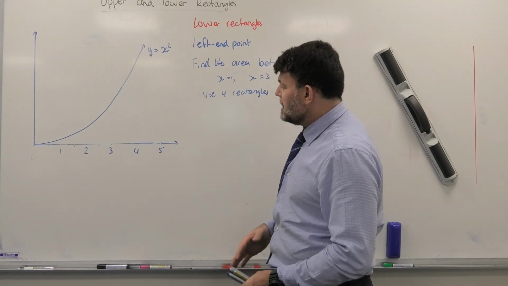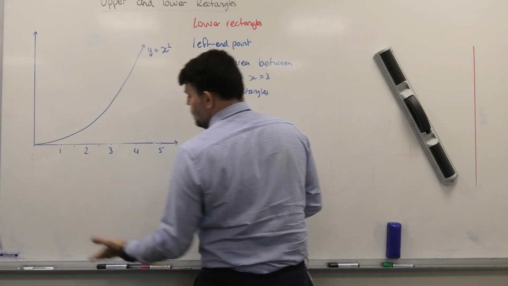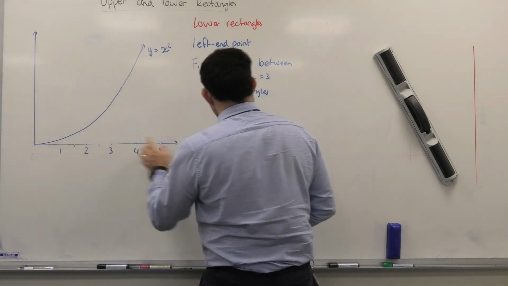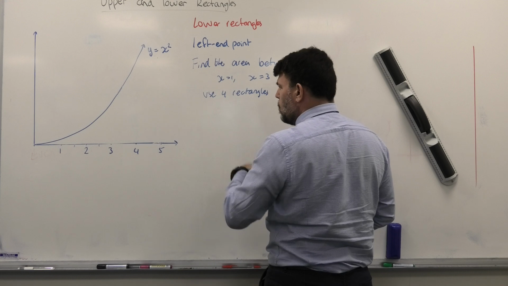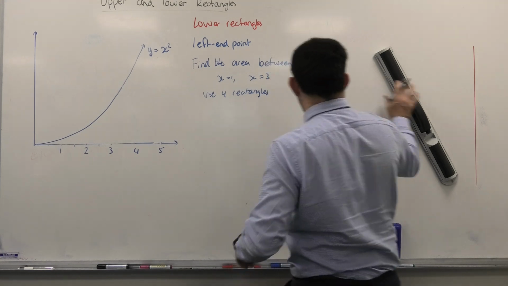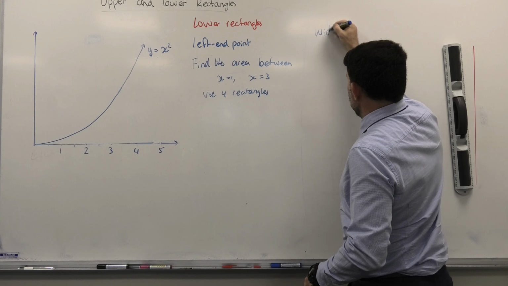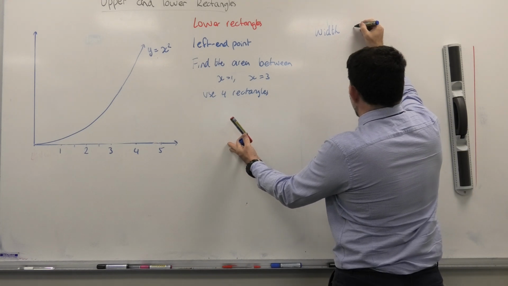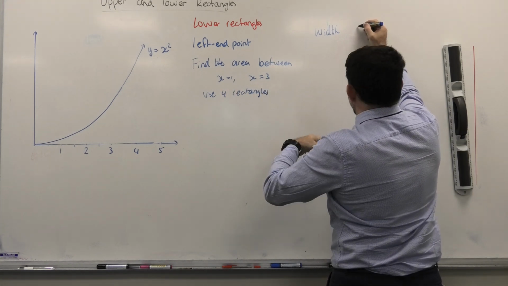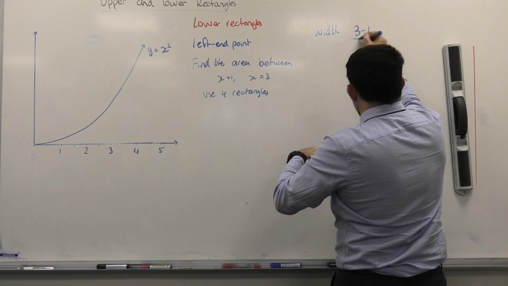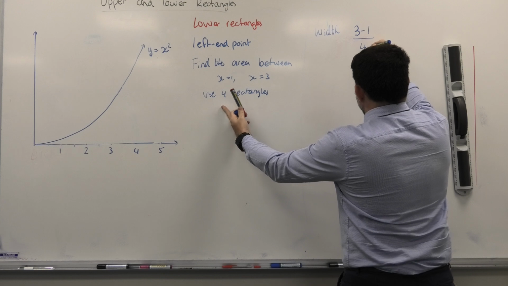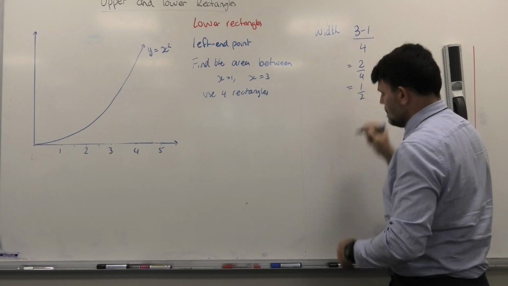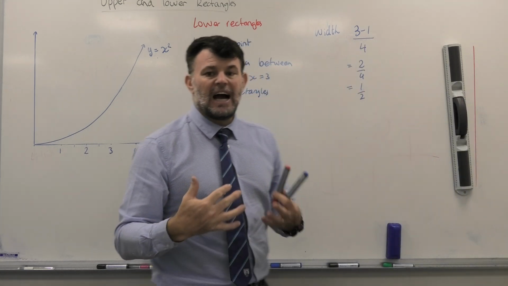In order to do this, we need to work out what width each of these rectangles is going to be. Well, I know from here to here, I need to have 4 rectangles. So I need to work out how wide should each of them be? So the first step in calculating lower or upper rectangles is we find the width. And the width is found by the difference between your two x values, so 3 minus 1, and we divide it by how many rectangles we want. This gives us 2 over 4, so therefore the width is actually 1/2. So each rectangle should be 1/2 in width.